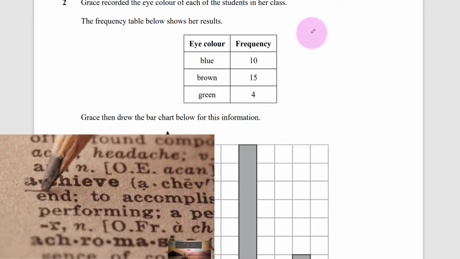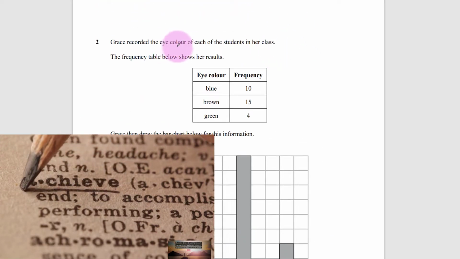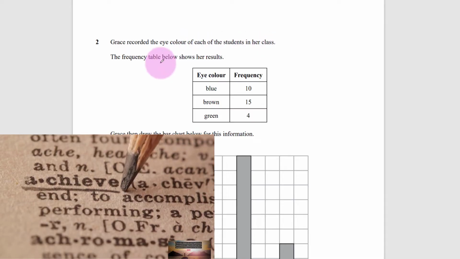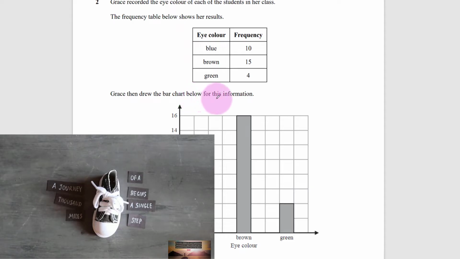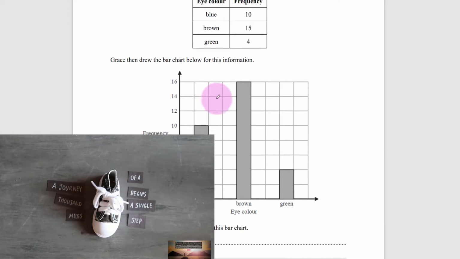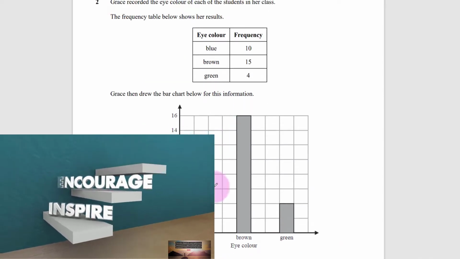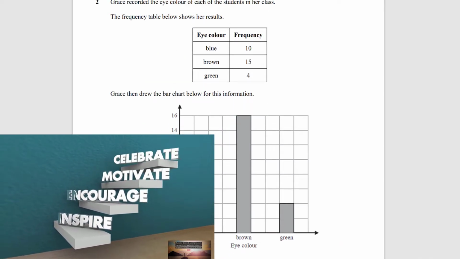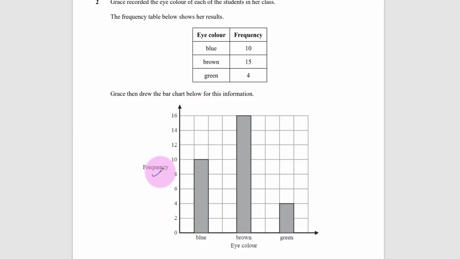Question 2. Grace is recording the eye colour of each of the students in their class. You've got a frequency table. She then drew a bar chart of this information. Write one thing that is wrong with this bar chart. So you have to look, what could be wrong? Well, the scale looks fine, it's going up in 2s. She's labelled it blue, frequency, so this bit is correct. Eye colour, correct. Bars are the same width and they're spaced out.